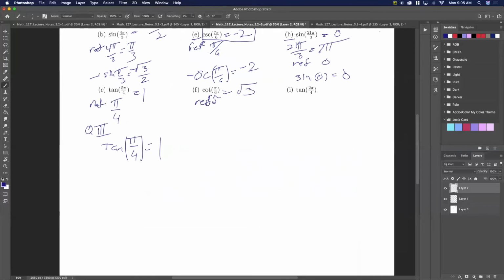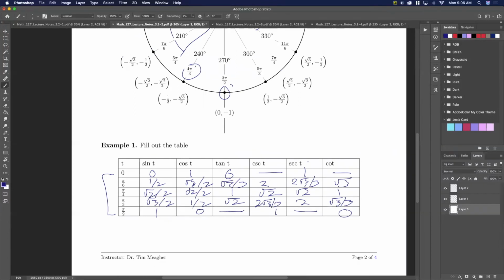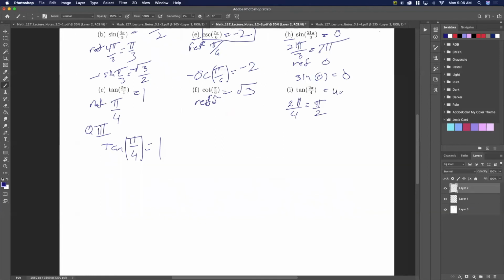Okay. Tangent of 2 pi over 4. Well, 2 pi over 4 is the same as pi over 2. Sorry, my little cheat sheet's not the same. So pi over 2, then we just come here, tangent of pi over 2. Well, I can't do that, right? And so over here, we're just going to say this is undefined.